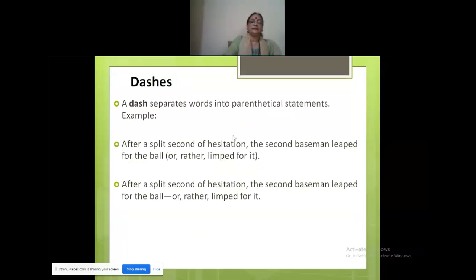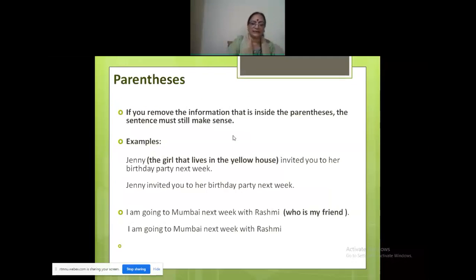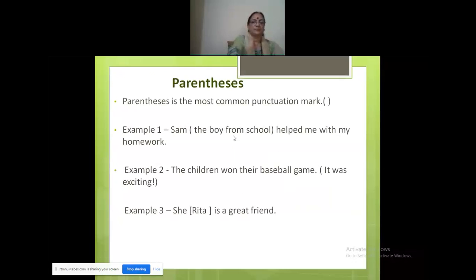So like Rashmi, like I said here also, Sam. Now the children won their baseball game. Dash, it was exciting. So dash can also do the work. Now dash and hyphen, there is a difference.